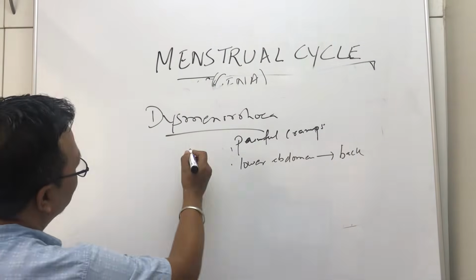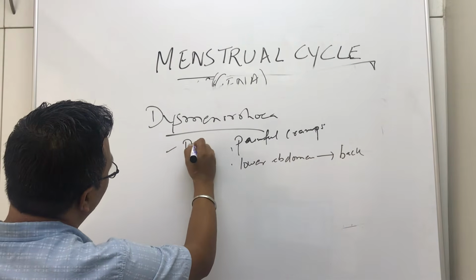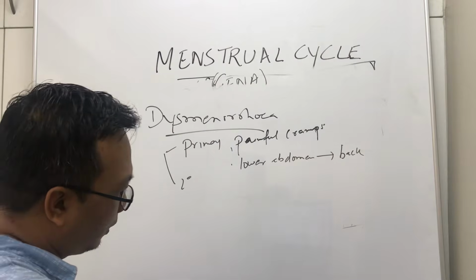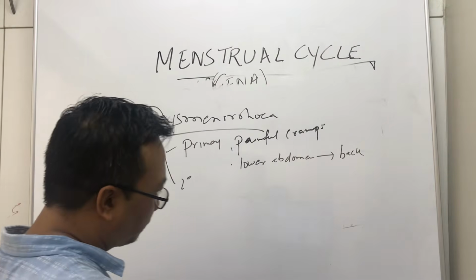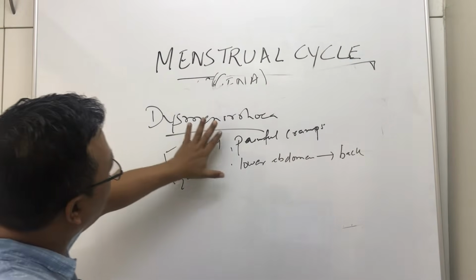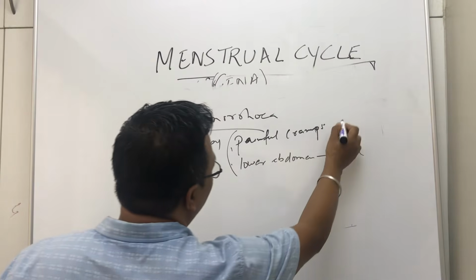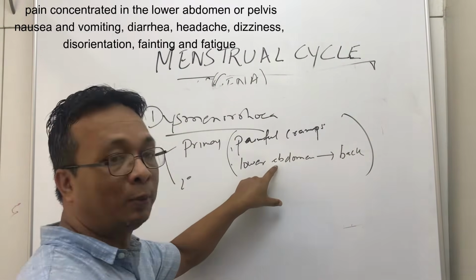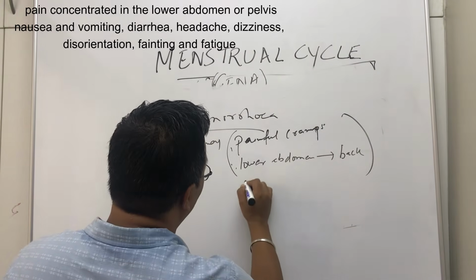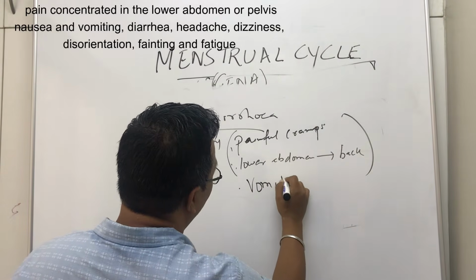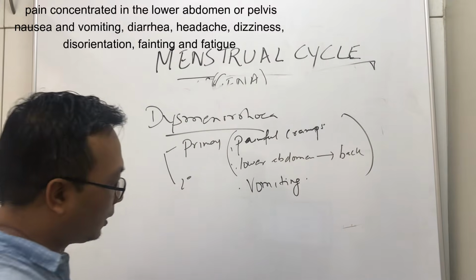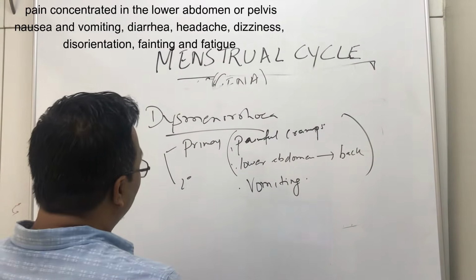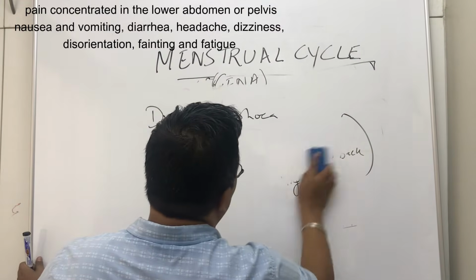Okay. Again, dysmenorrhea is of two types. One is called primary. Another is called secondary. So what else will you find in dysmenorrhea when you get a patient? Obviously there will be painful cramps, mostly in the lower abdomen, going to the back. But don't forget there is another thing, that is vomiting. Most of the time it is associated with vomiting. Okay. So let's go over what is primary and what is secondary.